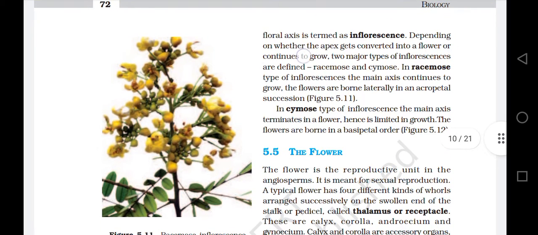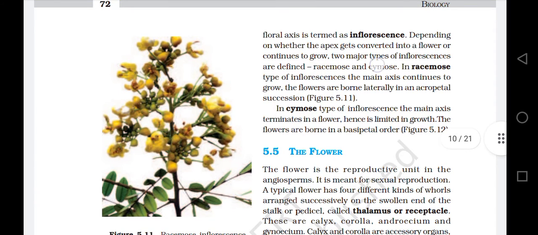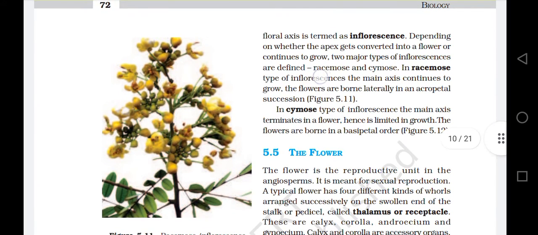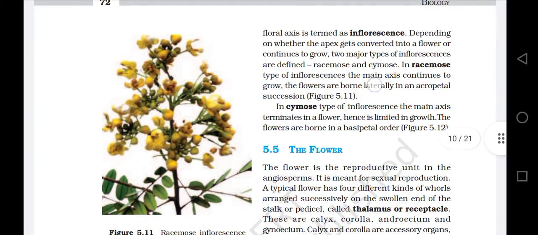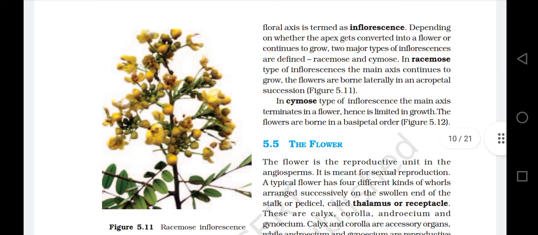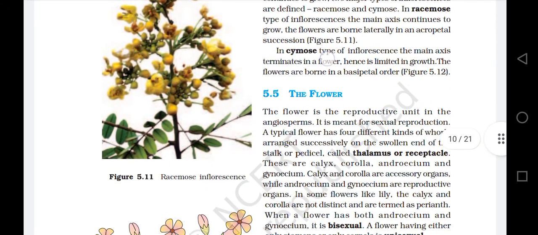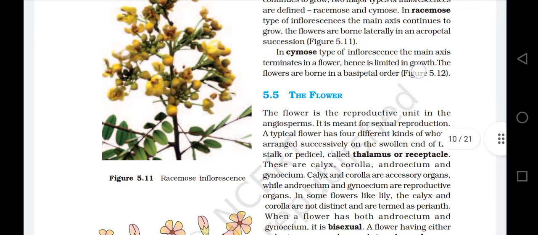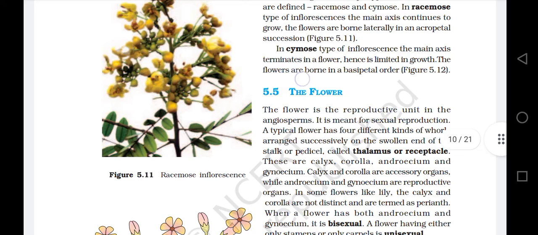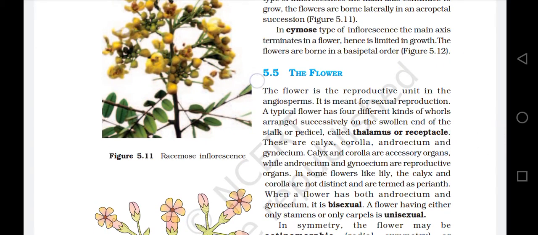Depending on whether the apex gets converted into a flower or continues to grow, two major types of inflorescence are defined: racemose and cymose. In racemose type of inflorescence, the main axis continues to grow. The flowers are borne laterally in an acropetal succession. In cymose type of inflorescence, the main axis terminates in a flower, hence it is limited in its growth. The flowers are borne in a basipetal order. Figure 5.12.